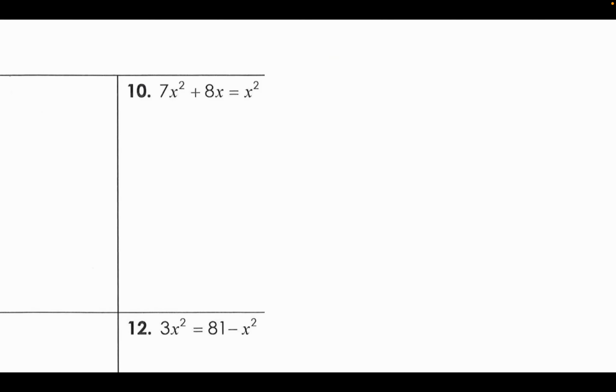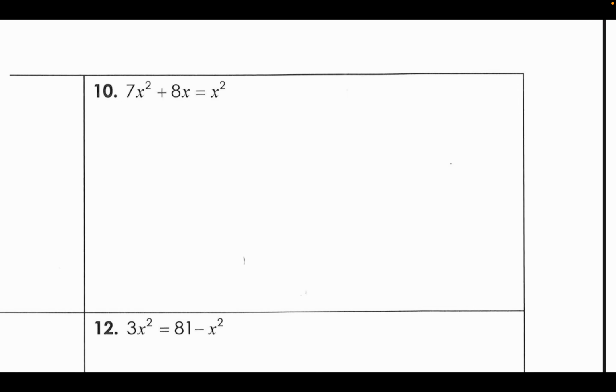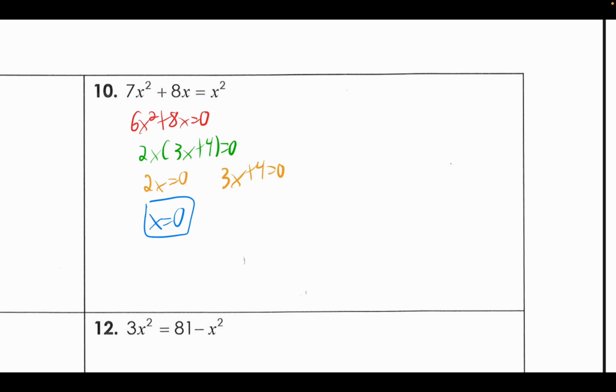Number 10 here, going to subtract x squared from each side. It combines with this like term, and so we end up getting 6x squared plus 8x equals 0. Look for a GCF. There again is one. This time it's 2x, and we're left with 3x plus 4 equals 0. The inside is already factored as much as it can be, so we go ahead and set each equal to 0. 2x equals 0, 3x plus 4 equals 0. As we do that, we can solve by dividing by 2 and get x equals 0, and subtract 4 and divide by 3 in the other one, and we get negative 4/3.